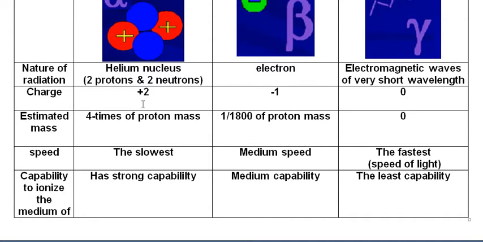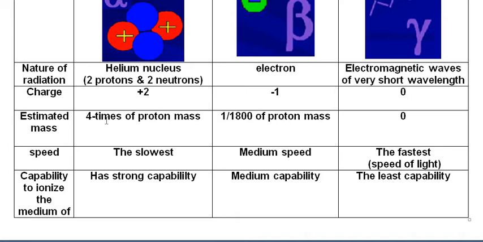The charge of an alpha particle is +2, which is the charge of 2 protons. For beta radiation, if it is a negative beta, the charge is -1, but if it is a positive beta, a positron, the charge is positive 1, or plus 1. The electromagnetic radiation is uncharged. Its charge is 0.